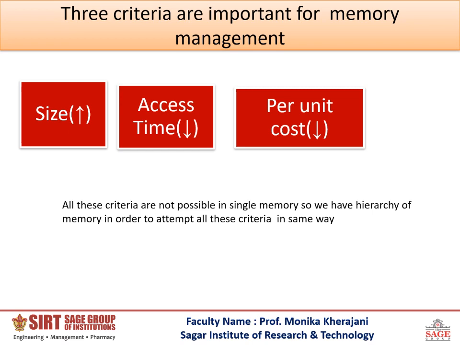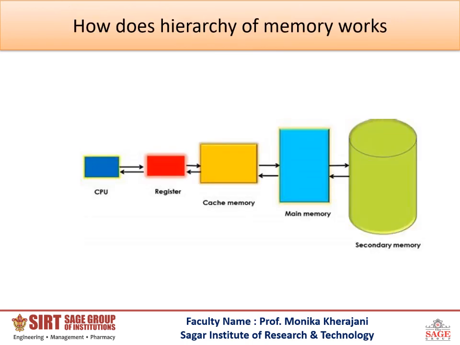All these criteria are always important for managing memory. Now, a question arises: is it possible to have all these criteria in a single memory? No, all these criteria are not possible in a single memory. So we have the hierarchy of memory in order to attempt to satisfy all these criteria. Now a question arises: how does the hierarchy of memory work to attempt all these criteria?